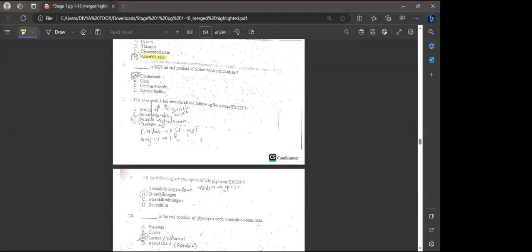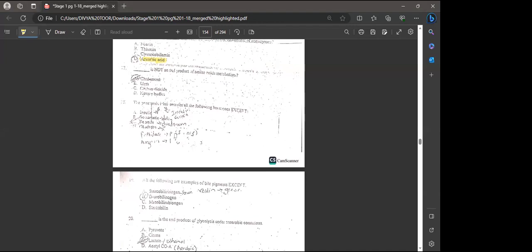Which of these is not an end product of amino acid metabolism? Ketone bodies, carbon dioxide, urea, and cholesterol. I think cholesterol will be in lipid metabolism, right?